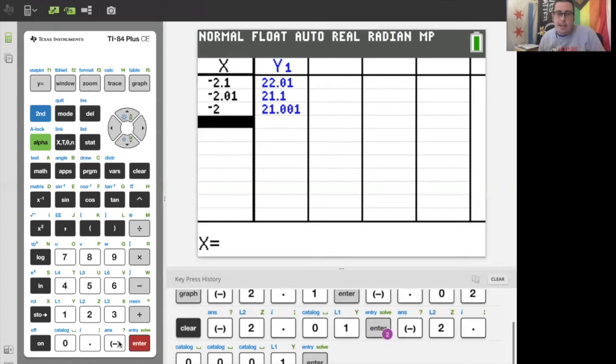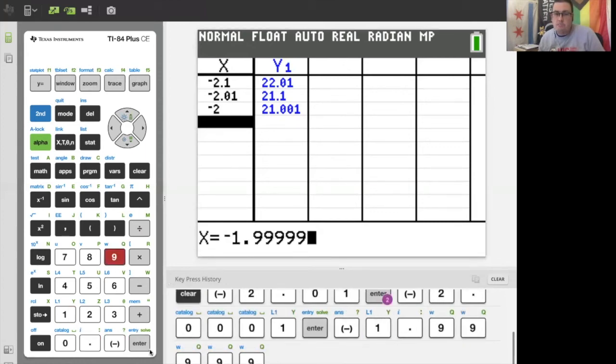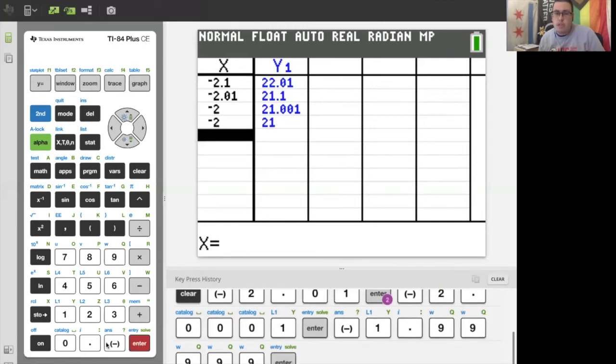So I'm going to try like -1.99999. That's greater than -2. I'm going to try like -1.9. And we notice in this case that the values, as it gets closer to that -2, to me look like those y values are getting closer to 21.